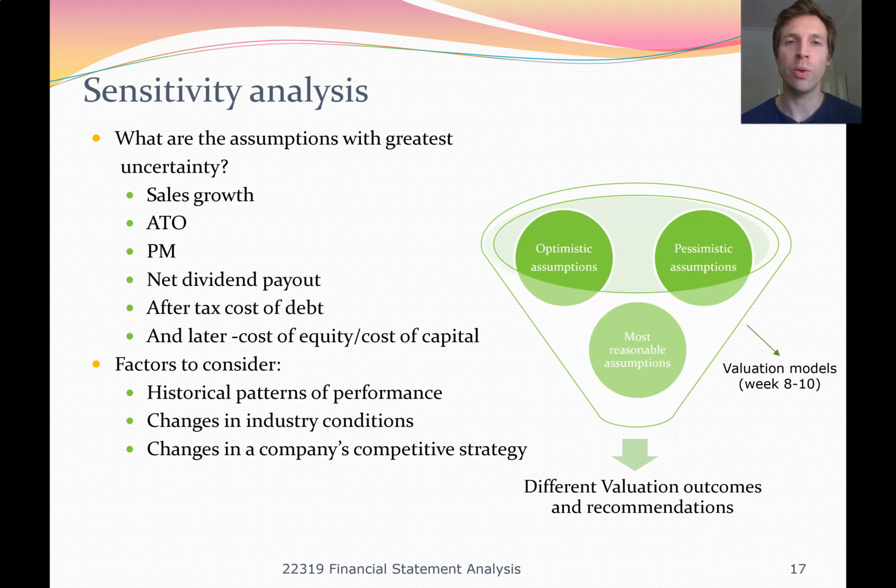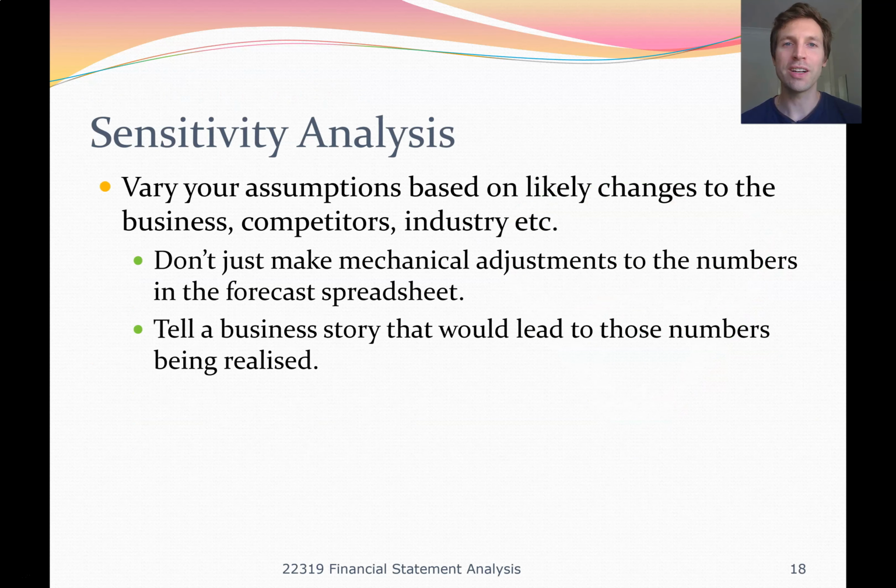It's really important that we realize that our forecasting is limited. We're going to have some errors in there. So let's think about a range of forecasts that make sense. When you're writing up your assignment and you've done your sensitivity analysis, don't just do a mechanical change in the numbers. Don't just say I've forecast sales growth rate at 10% this year. So for optimistic, I changed it to 11%. And for pessimistic, I changed it to 9%. That doesn't really tell us a good story about the business.